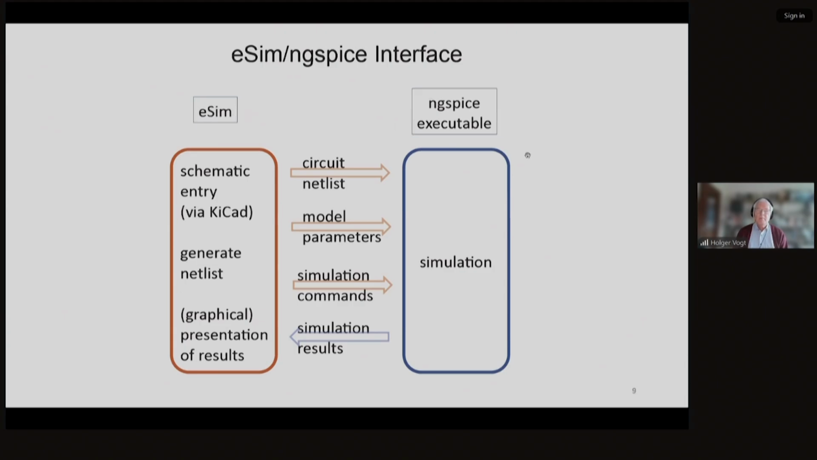If you look at eSim, it's very similar. A major difference is that here Ngspice is used as a standalone executable, not as a shared library. But again, eSim allows schematic entry via integrated KiCad, sends the data to the simulator, gets data back, and graphical representation may be done with another Python-based software controlled by eSim.